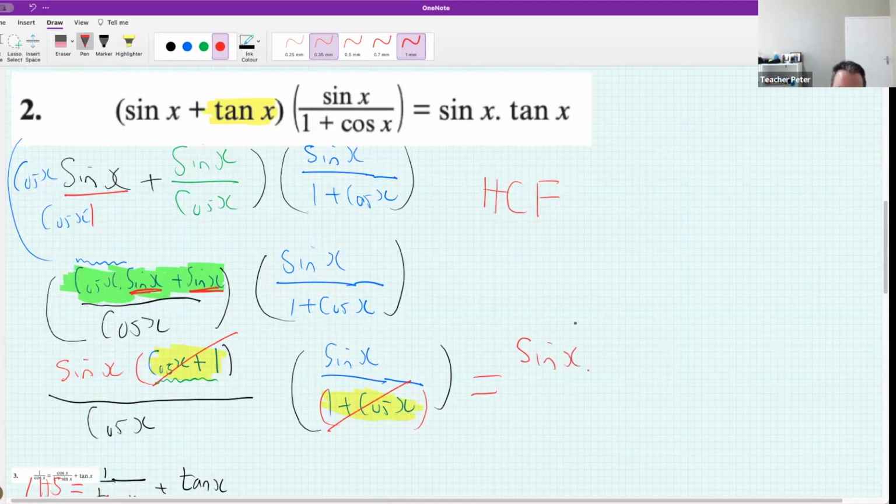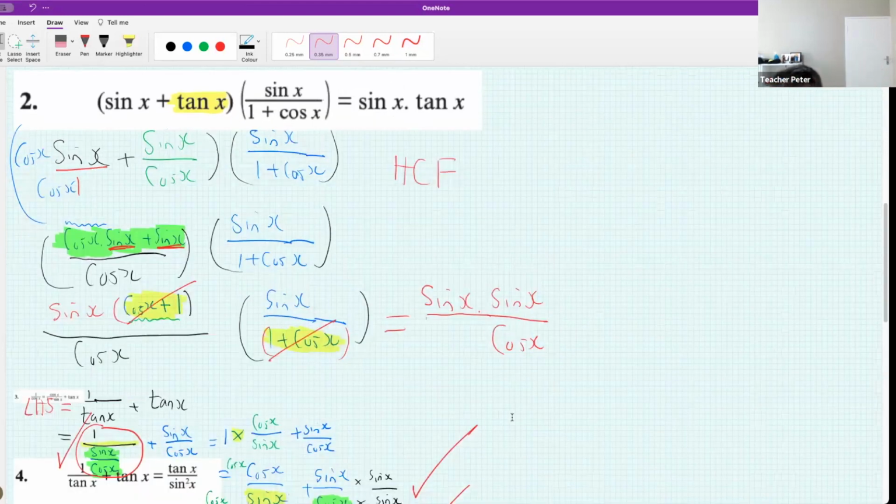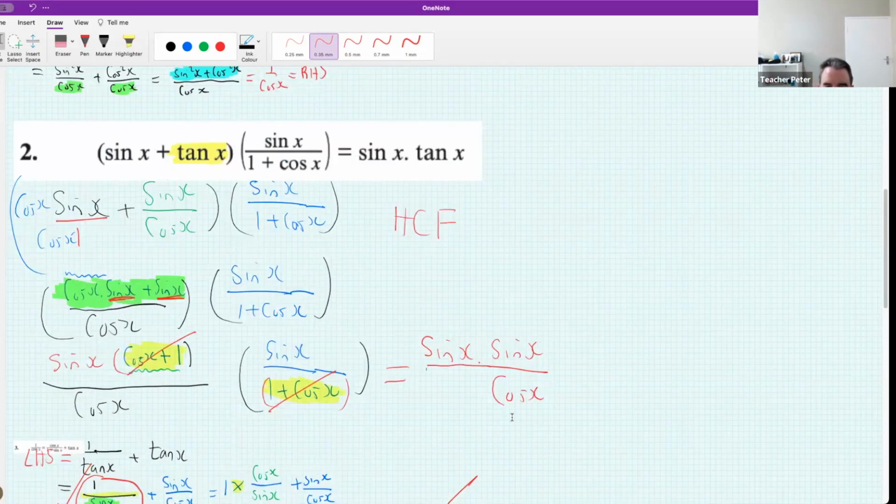Now we have sine x times sine x over cos x. What do you think my final step is going to be to solve this trig identity? So I think I've spotted that this sine x over cos x is the same as tan x. And so this will become sine x times tan x, which awesomely for us is the right-hand side.